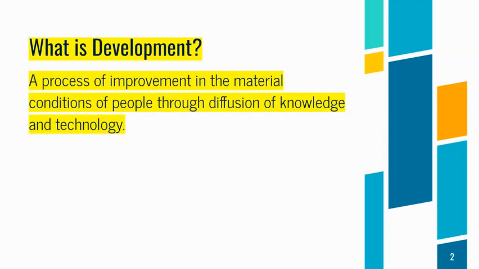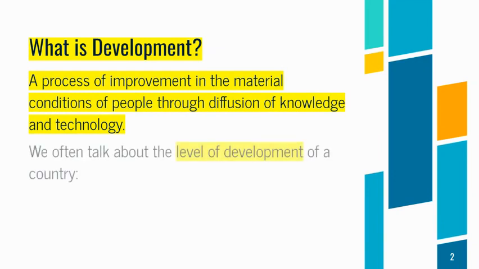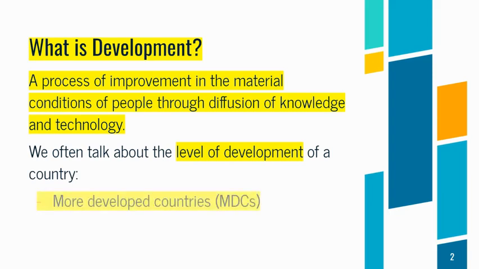So here's your definition of development: a process of improvement in the material conditions of people through the diffusion of knowledge and technology. So when we think about level of development of a country, we are going to talk about measures of development in terms of more developed countries, or MDCs. You're going to want to remember that acronym because that's going to come up in some of the assignments that you do. But you're also going to want to know it because you can use it and then don't have to write out more developed country, it's a shortened version of it.